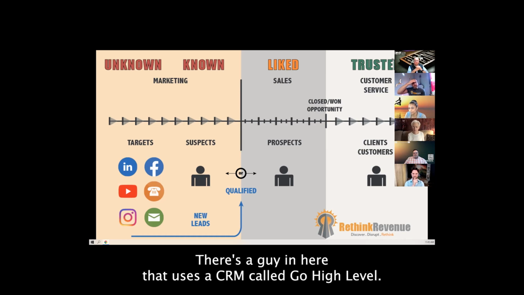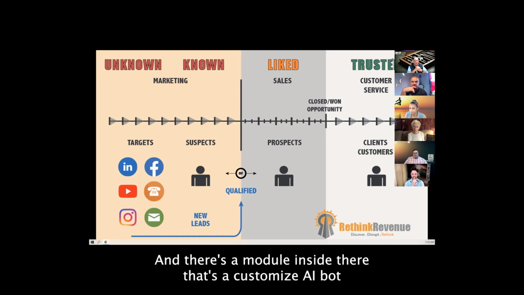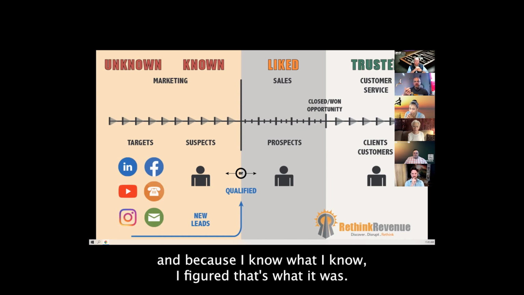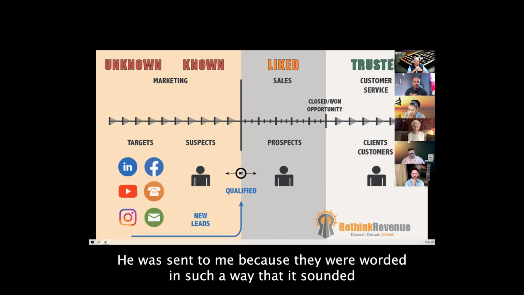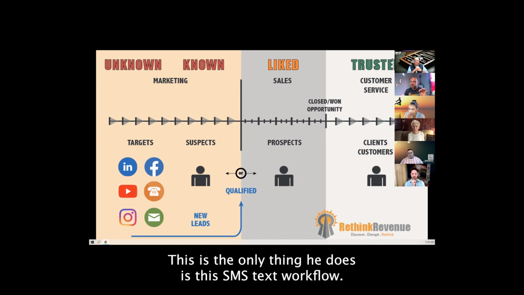There's a guy in here that uses a CRM called Go High Level. Linda Lewis sells this too. There's a module inside it that's a customized AI bot that allows you to programmatically send SMS texts. Because I know what I know, I figured that's what it was, but honestly my suspect button never went off, because the texts were worded in such a way that it sounded like the dude was texting me. He's very good at this too. This is the only thing he does, this SMS text workflow.